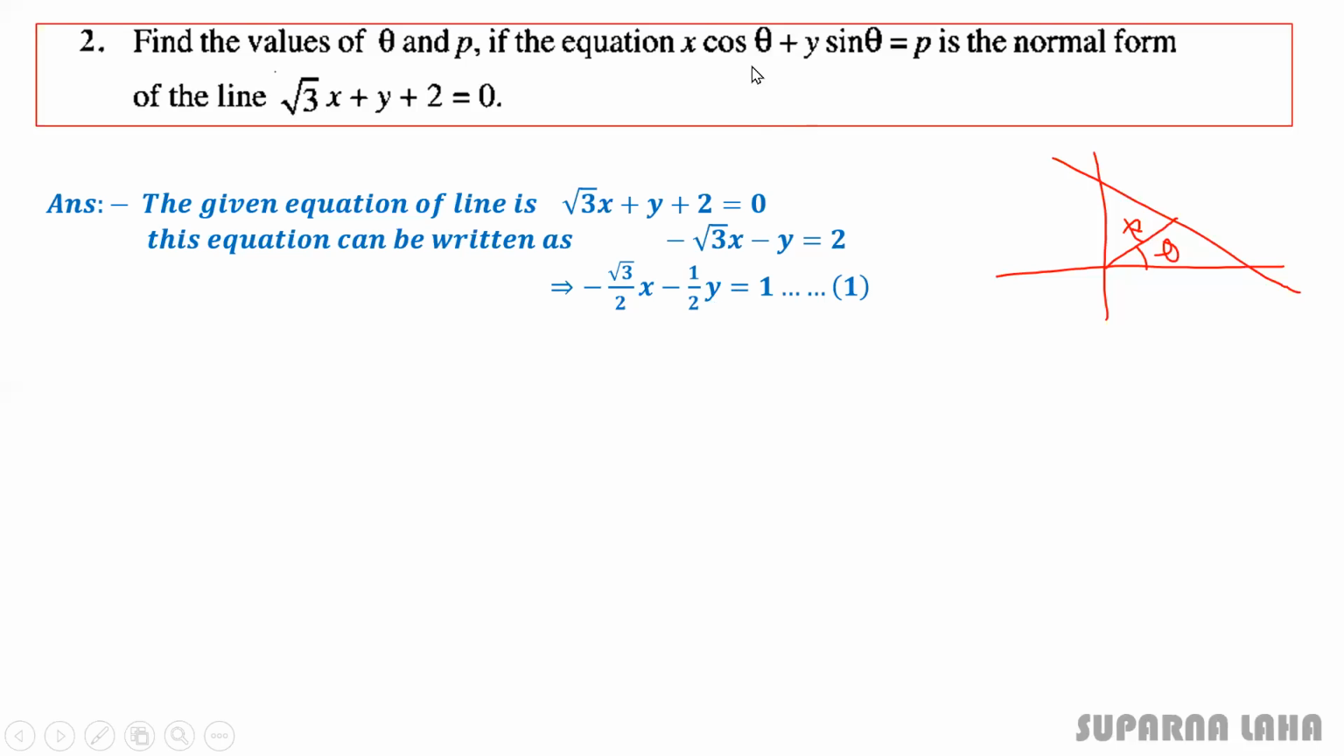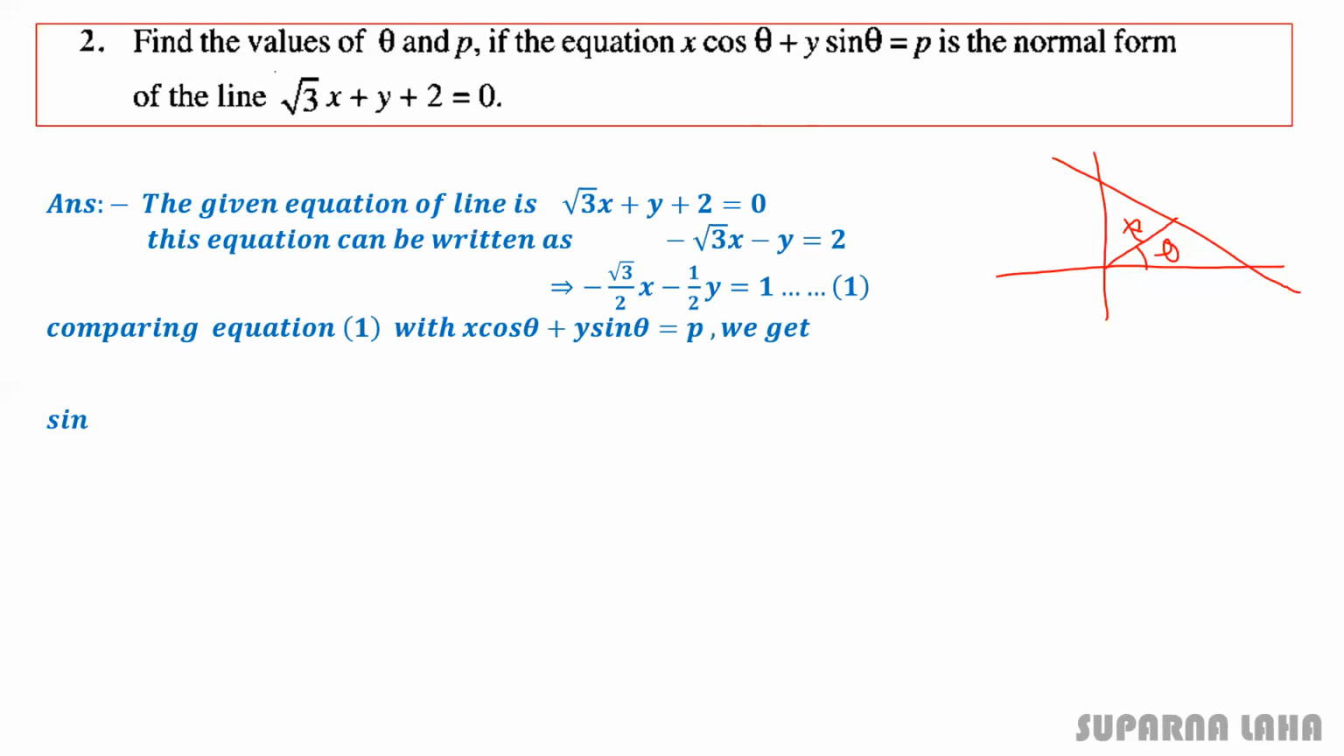So if we compare this equation with the normal form, with the 1, we can say that cos theta is minus root 3 by 2 and sin theta is equal to minus half. Now check both the signs: sin theta and cos theta are both negative. That means if we find tan theta, it is positive. So the angle is in the third quadrant, since tan theta is positive in the third quadrant and sin and cos both are negative in the third quadrant.